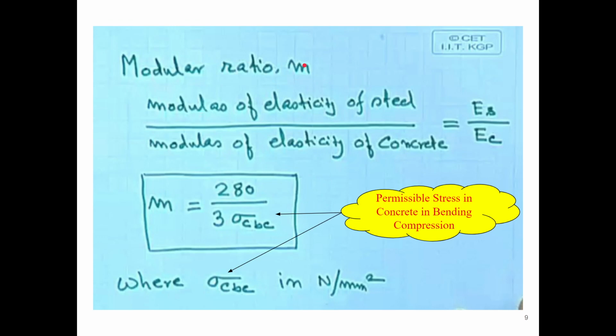Okay, why is it required? Because of this equation, so this equation is important. M is equal to 2Bd²/3 σcbc, where σcbc is the permissible stress in concrete during bending compression. So this value is highly utilized in the working stress method.